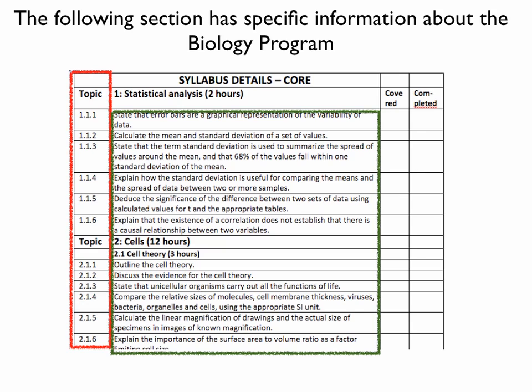If we look at the middle column over here in green, these are what we call the assessment statements. This is the detail that gives you how much you need to know of a specific topic. For example, topic 1, statistical analysis. Statistics is a very large and broad subject, and here it tells you what you need to know specifically for IB biology. If we look at the first one, it says state that error bars are a graphical representation of the variability of data. That's very simple because you just need to say that.